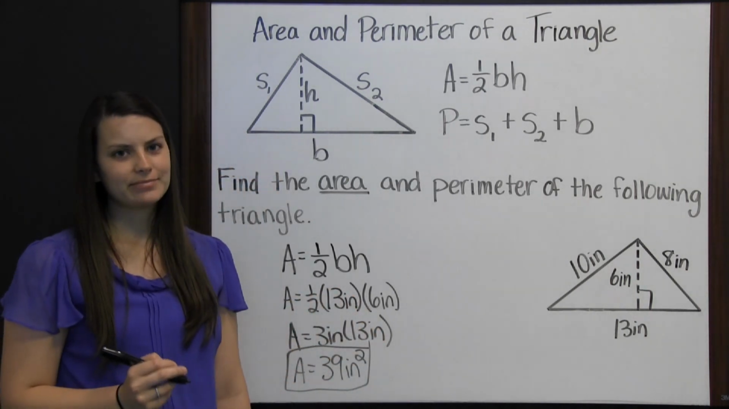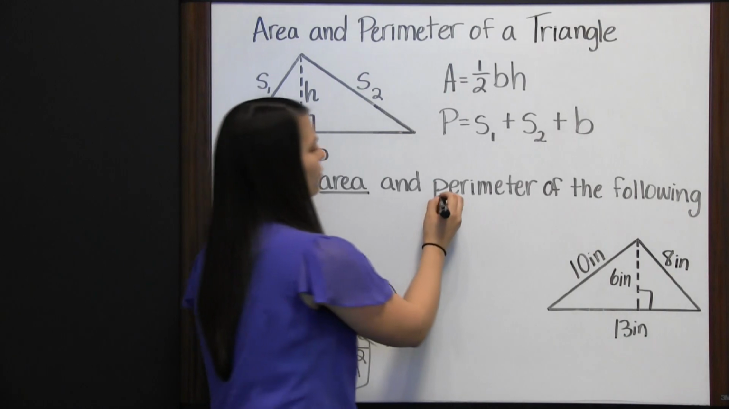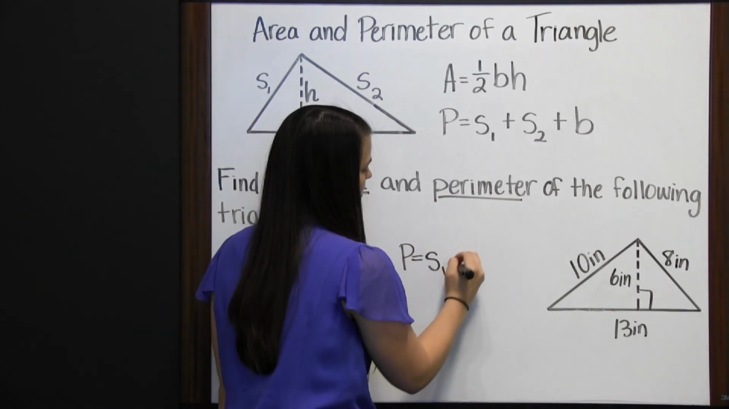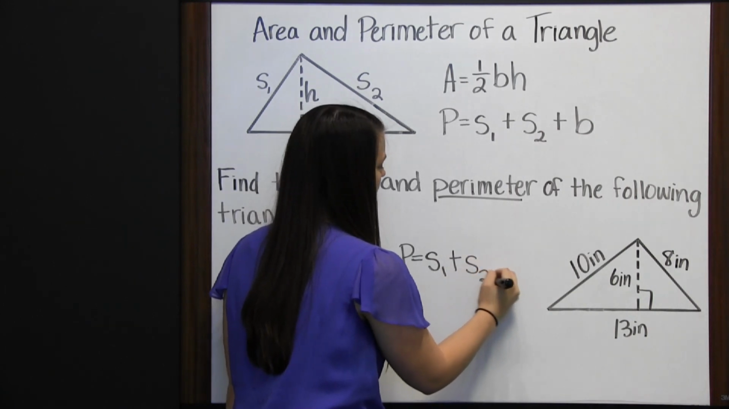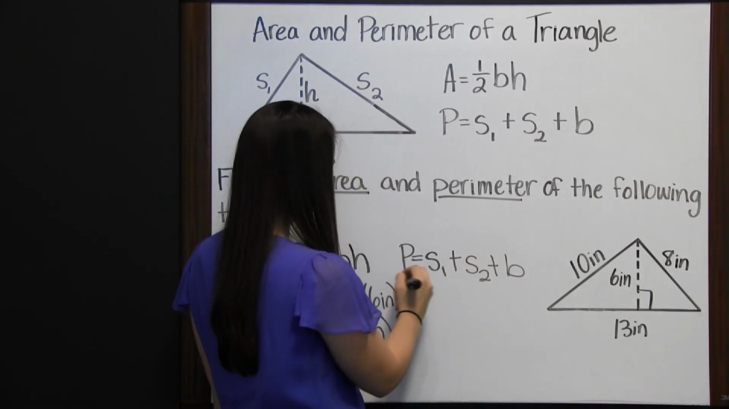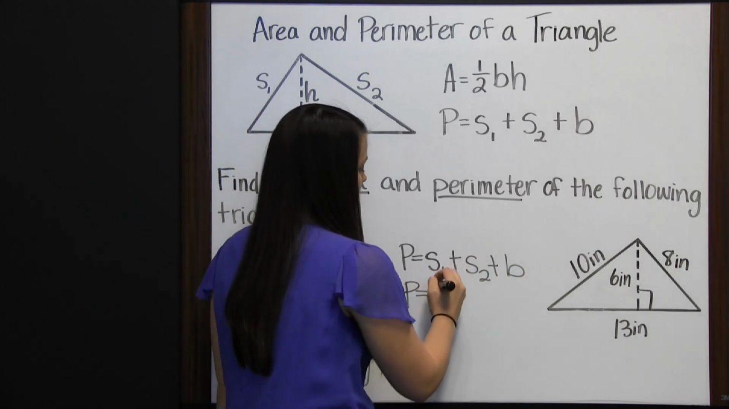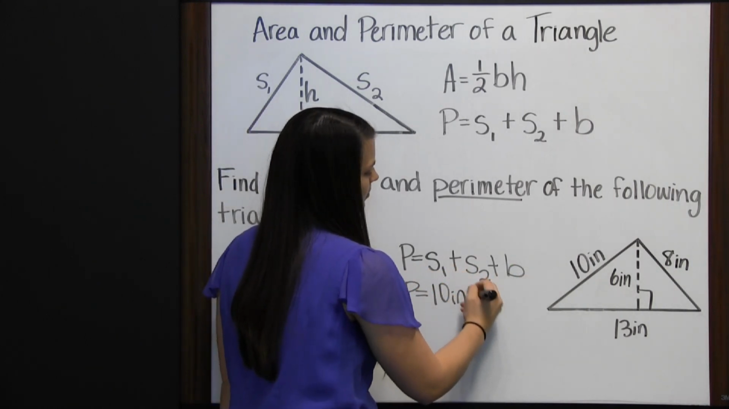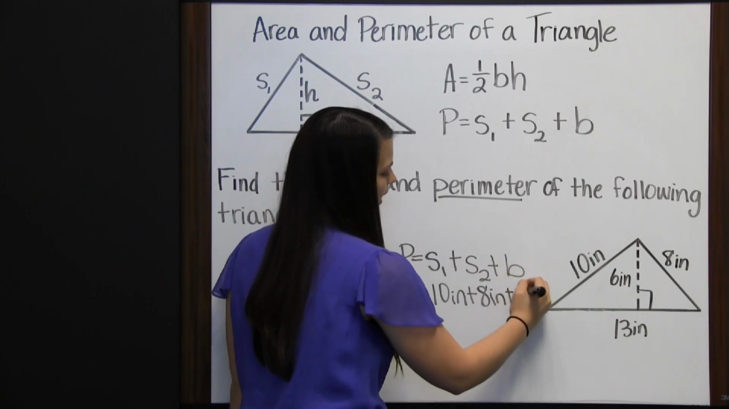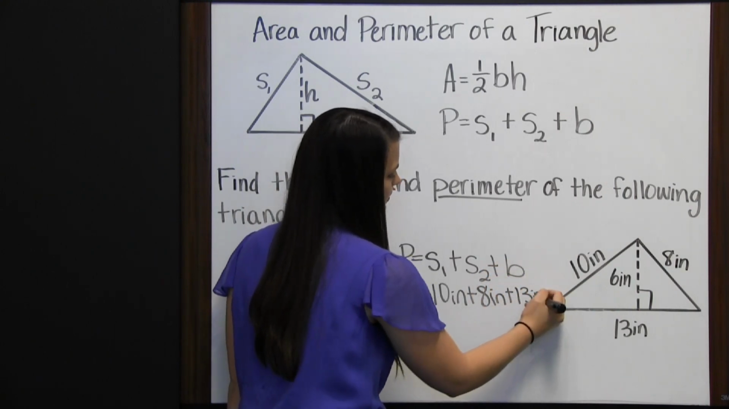Now for perimeter. Again, we're going to start with our formula. The perimeter of a triangle is the sum of all the sides. So 10 inches plus 8 inches plus our base, 13 inches.